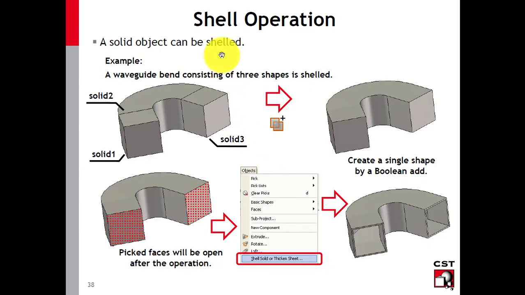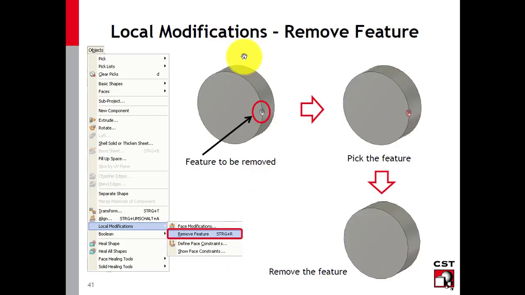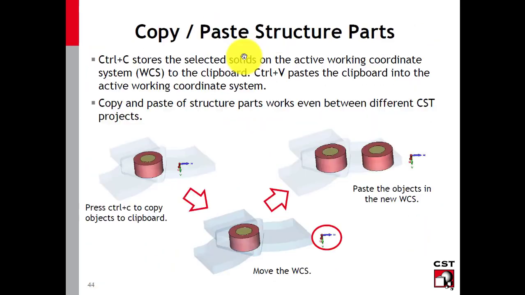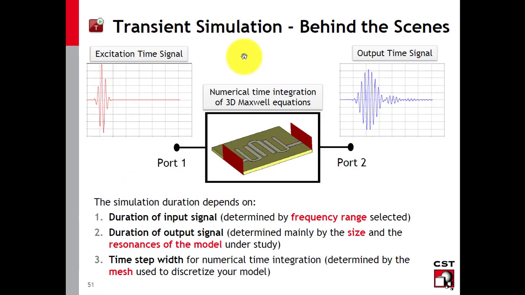We used the shell operation, we learned the transform option, and we talked about the local modification, and that's it. Here they tell you about different types of solvers. We can choose the type of solver depending on the electrical size, the geometry problems, the material models, material parameters, and resonant behavior of the model. Maybe here you can choose frequency, the architecture and size of the workstation. So different things depend on the type of simulation you have.